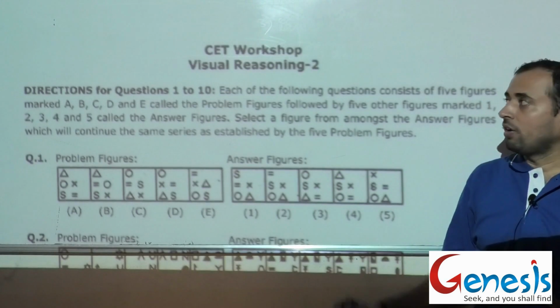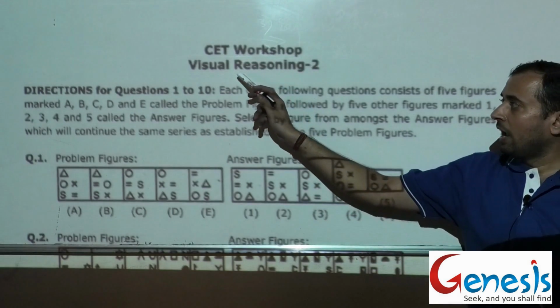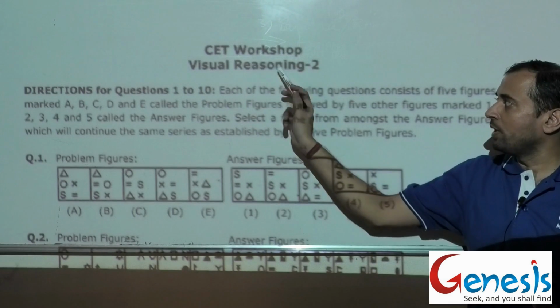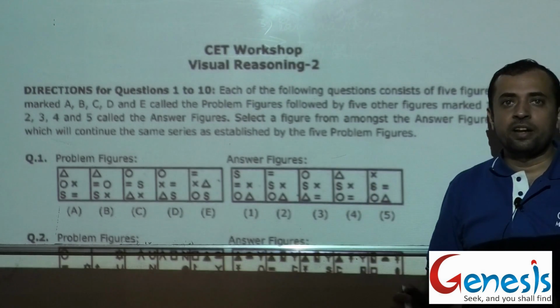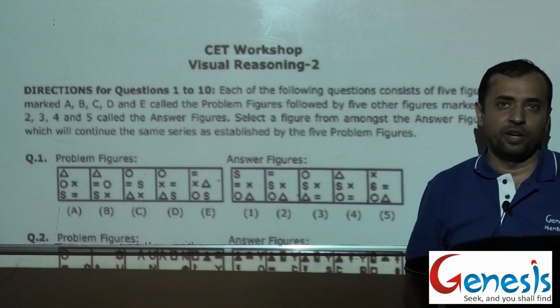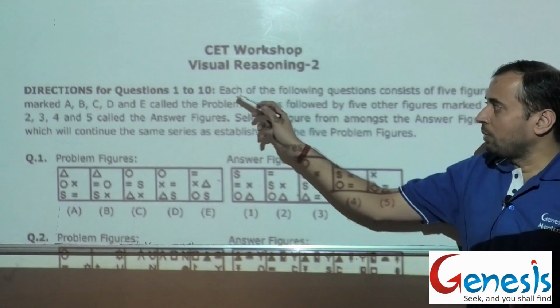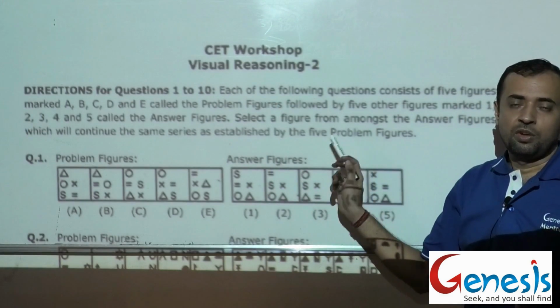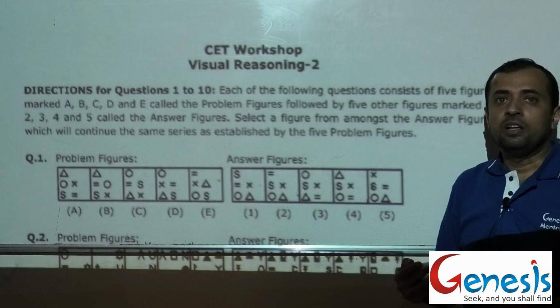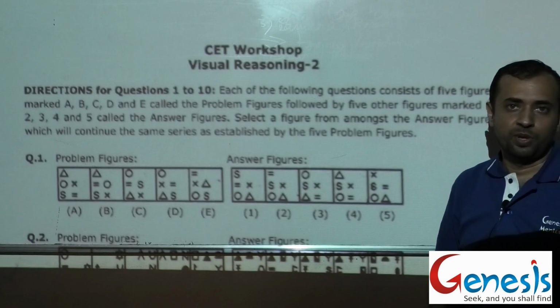As we have discussed in the previous video, we are talking about visual reasoning, and this is the CET workshop, visual reasoning 2, where we are going to extend what we have already discussed in the previous video. It means these 10 questions are also based on the same directions, which is nothing but the series completion type of questions in visual reasoning.